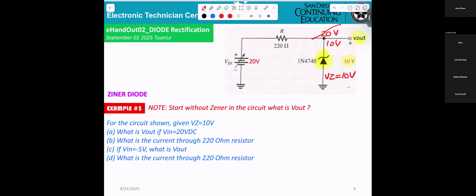Okay, for the given circuit, VZ is 10 volts. What is V out if V in equals 20 volts? The answer is 20 volts, which is higher than the breakdown of 10 volts. So V out will be 10 volts.